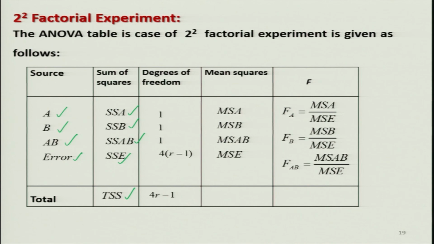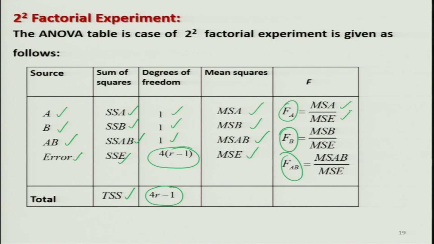The corresponding degrees of freedom for each of the sums of squares due to A, B, and AB is 1. For total, this is 4R minus 1, and the degrees of freedom for SSE are 4 into R minus 1, which is obtained by subtraction. Then you can obtain MSA, MSB, MSAB, and MSE, and based on that, you can find the 3 F statistics, FA, FB, FAB, by considering the respective MS and the corresponding MSE. So MSA upon MSE gives FA, MSB upon MSE gives FB, and MSAB upon MSE gives FAB.